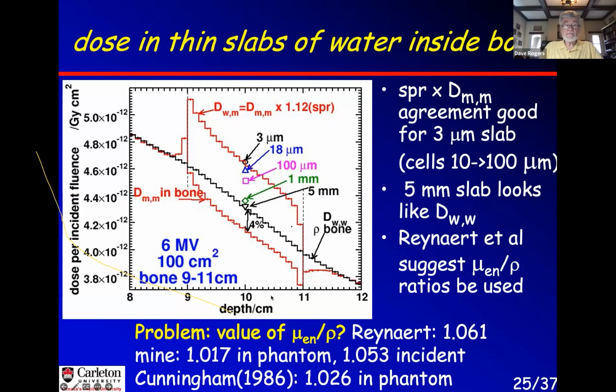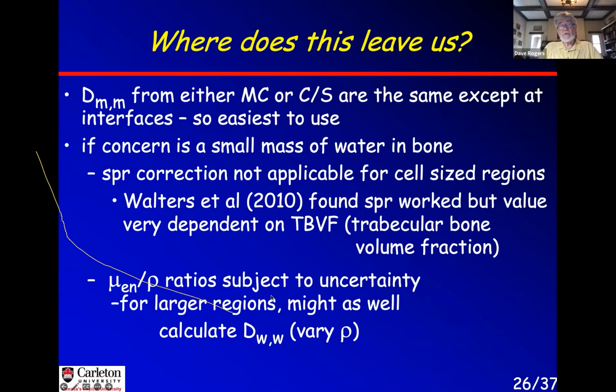Okay, so where does that leave us? At this point, we can see that the dose to medium from either Monte Carlo or convolution superposition looks very similar, except at the interfaces. So that's the easiest thing to use. And if the concern is a small mass of water in bone, the stopping power ratio correction is not applicable for cell size regions which are larger, as I showed in that previous graph.